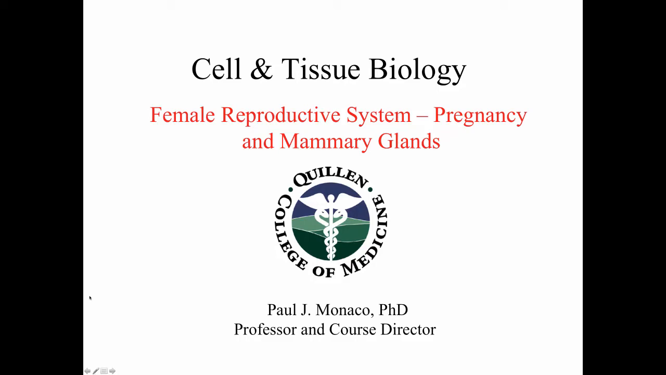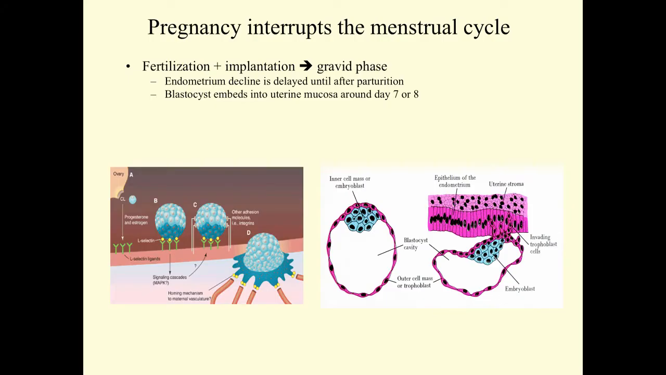In our final podcast on the female reproductive system, we're going to talk about pregnancy, and then we'll say a few words about the mammary glands. Now, pregnancy interrupts the menstrual cycle. Fertilization plus implantation leads to the gravid phase. And so in the gravid phase or pregnancy, the endometrium decline is delayed until after parturition.